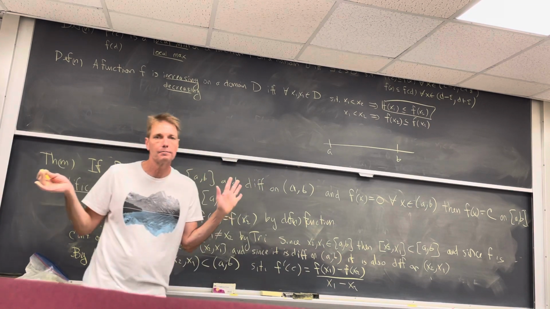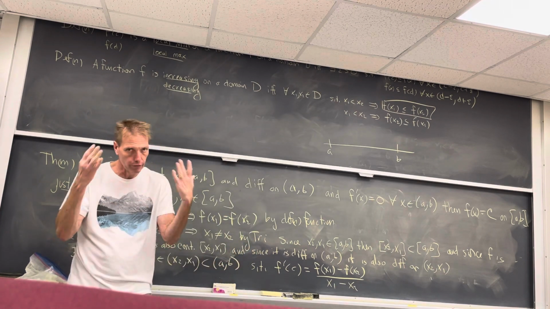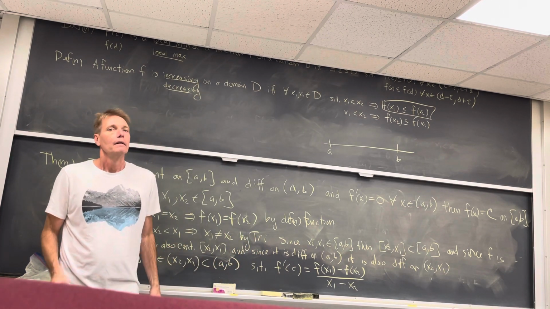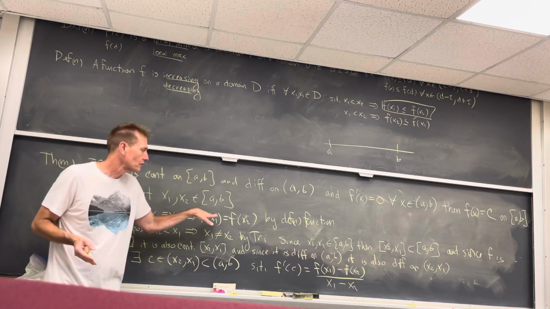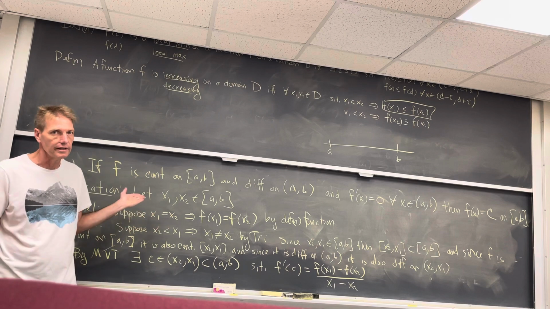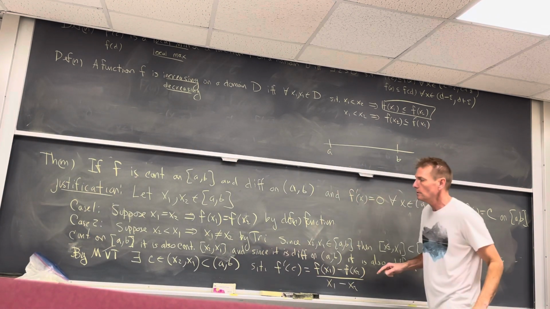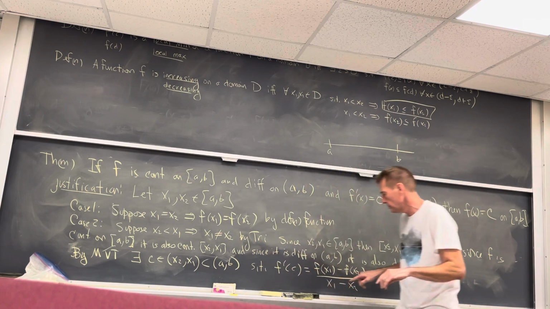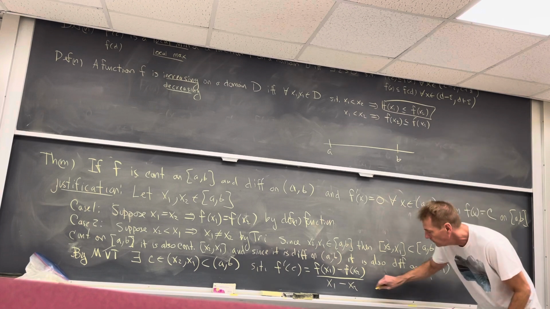So I'm just exploiting the mean value theorem, using it over and over again. Now notice the conclusion we want to reach is that f of x1 has got to be equal to f of x2, just like in case 1. We know that x1 is not equal to x2, so we can't have any problems with the denominator. The denominator is not 0.